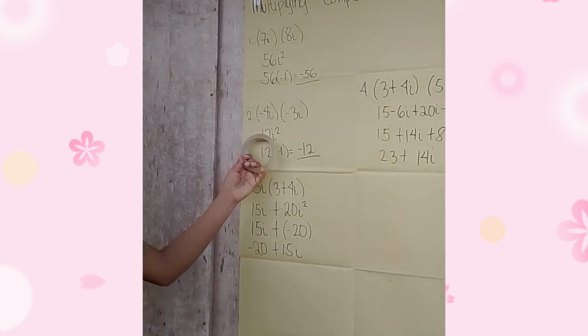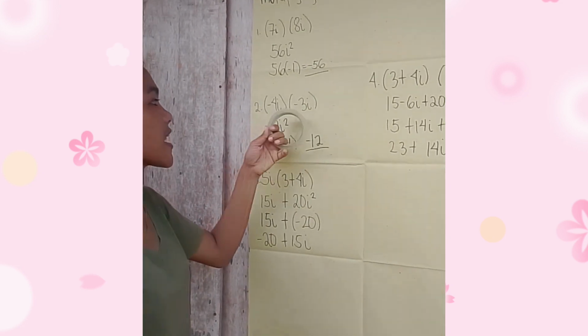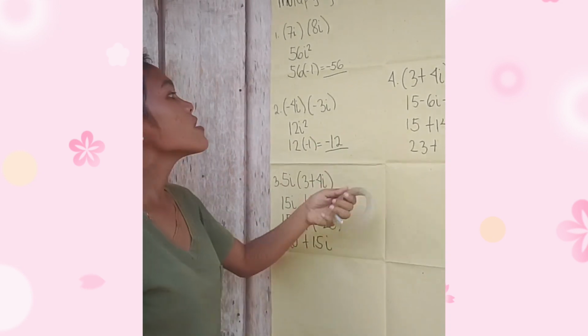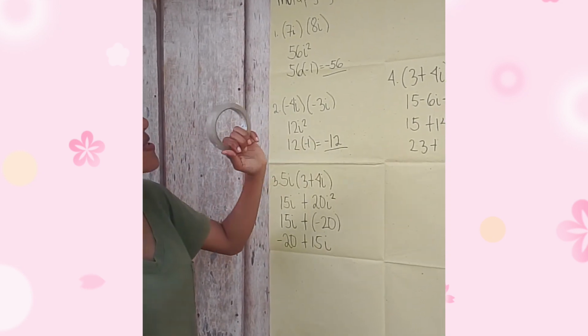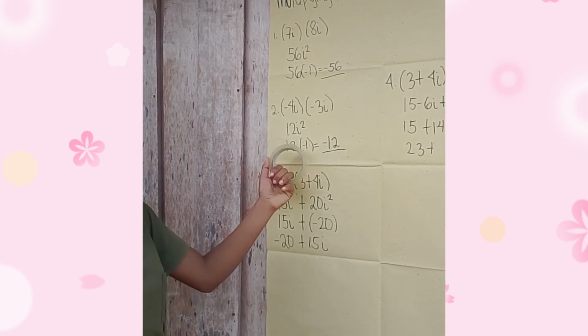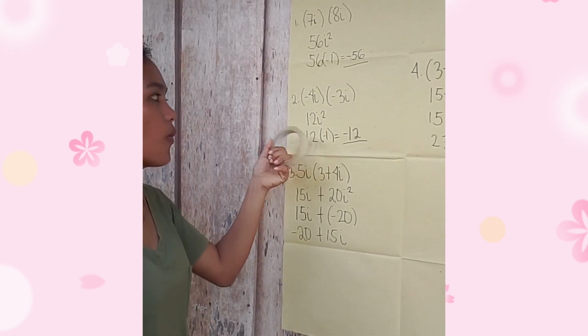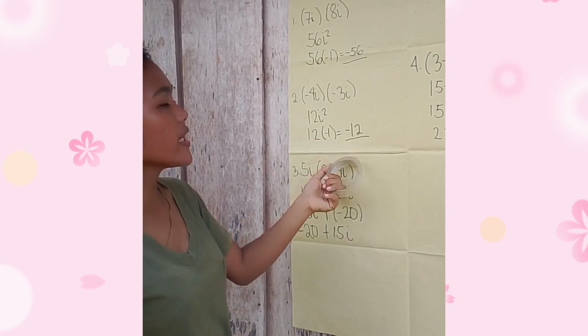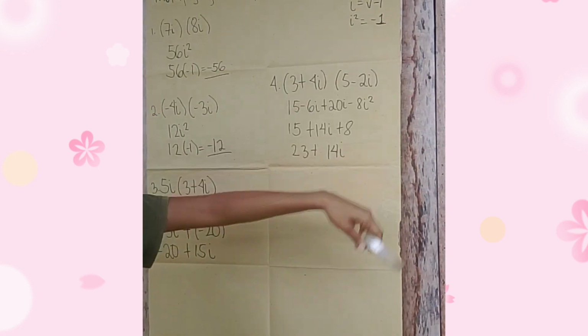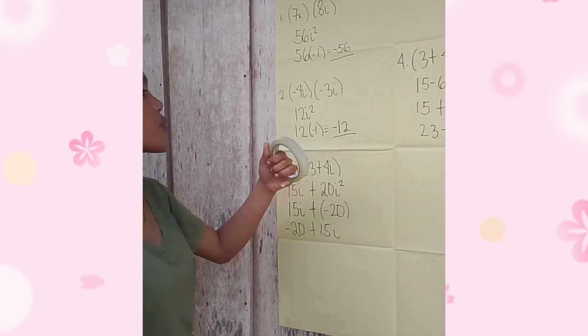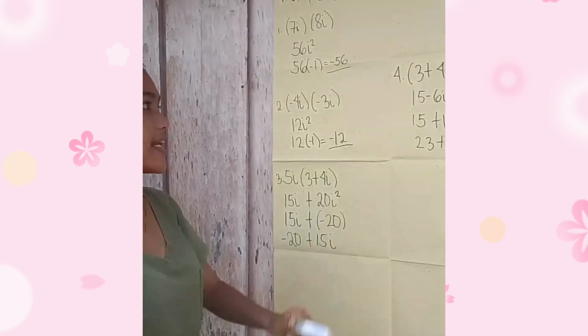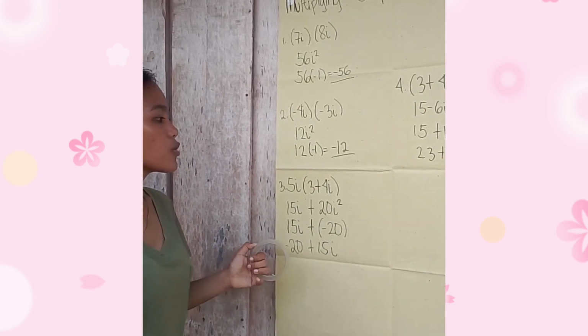So number 2, we have negative 4i times negative 3i. So negative 4 times negative 3 is positive 12. So i times i is i squared. So our i squared is negative 1. So 12 times negative 1, we have negative 12. That is our final answer for number 2.